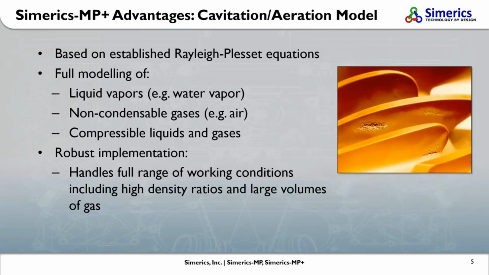Another advantage of Cimerix MP+ is its advanced cavitation model. This model is based on the well-established Rayleigh-Plesset equations, which were derived from vapor bubble dynamics. Cimerix further expands the original model to include free and dissolved non-condensable gases, such as air. Compressibility of liquids and gases are all taken into account, and mixture properties are calculated based on the combination of all these different components. These advanced physics provide excellent accuracy and have a very robust implementation, allowing for its successful application in extreme cavitation or aeration conditions, involving very high density ratios between liquids and gases and very high gas volume fractions.